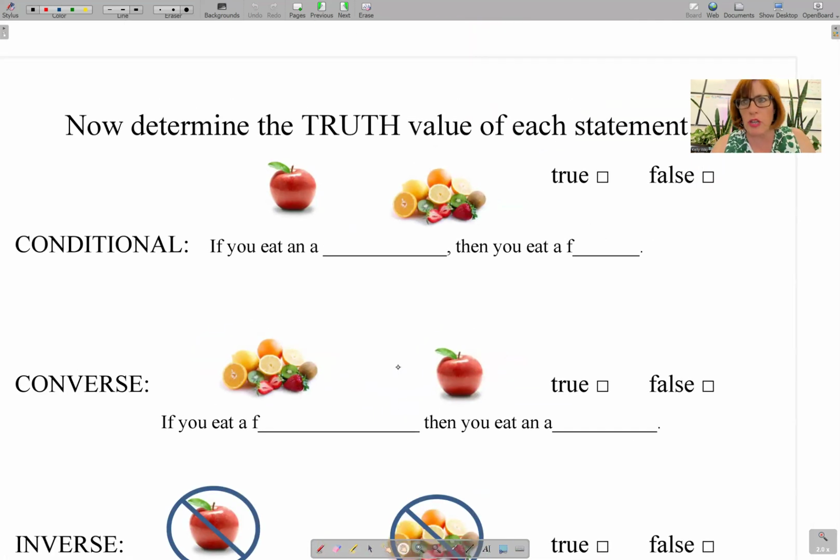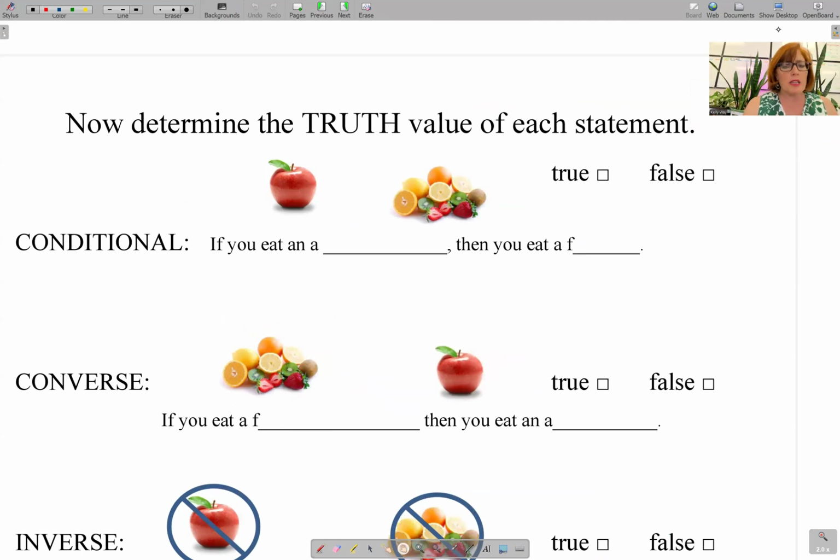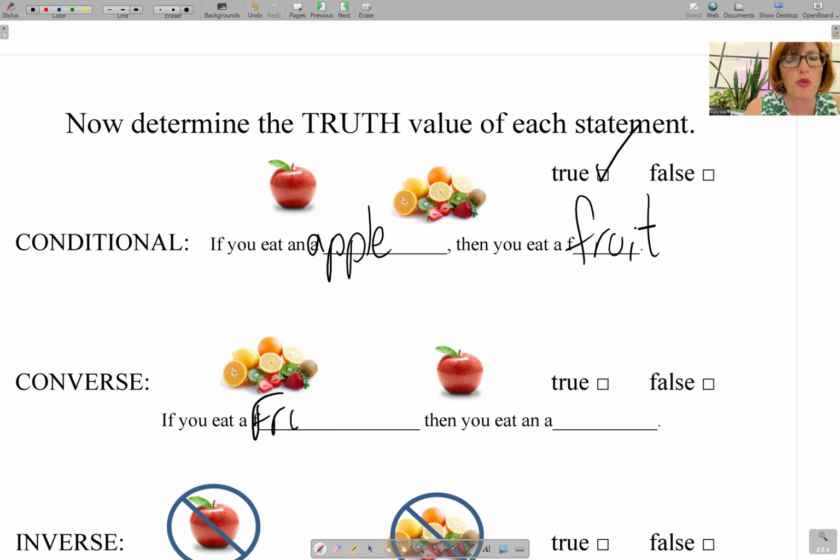So our original conditional is: if you eat an apple, then you eat a fruit. So if you're eating a piece of apple, then you've eaten a piece of fruit. And is that a true statement? And the answer is yes, of course, because an apple is a fruit. Let's do the converse, switch. If you eat a fruit, then you eat an apple.